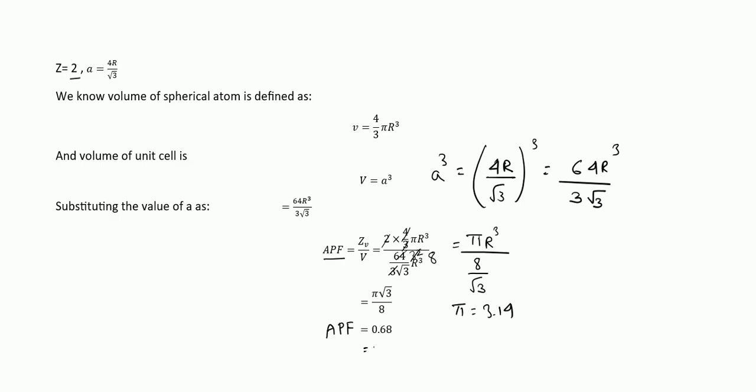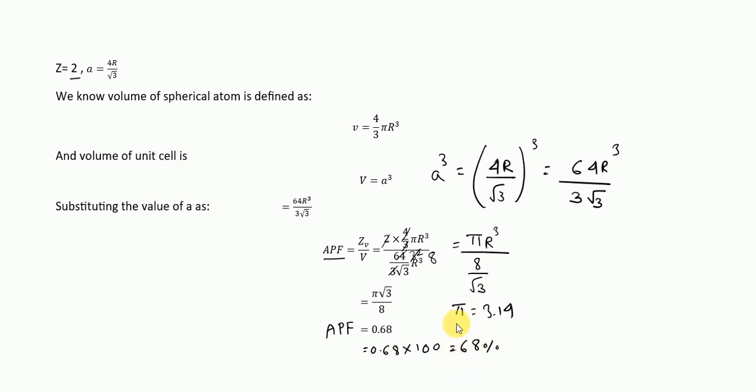Now, after substituting the value of pi as 3.14, we get APF for BCC structure equals 0.68, or we can say 0.68 multiplied by 100, 68%. So what is this 68%? It means 68% of BCC structure is occupied by atoms and the remaining 32% is empty space.